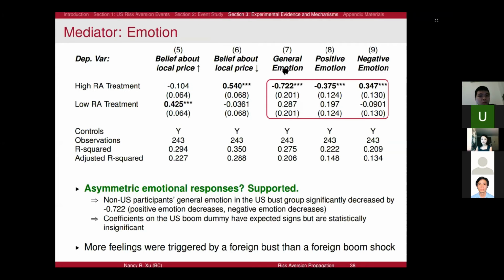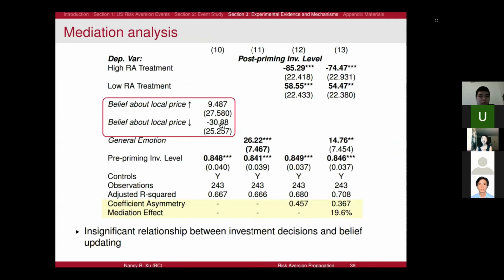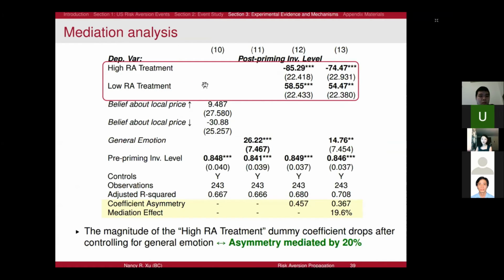Now, what's more relevant is that general emotion changed only during the high risk aversion treatment. Because of this asymmetric change in emotion, emotion becomes a significant mediator for this treatment. Column 12 is the original regression we saw a couple of slides earlier without any mediator. The asymmetry was around 0.5, meaning the difference between these two divided by 58. If I add this mediator, the asymmetry becomes 0.36, so it drops by 20%. So if I add emotion, I'm able to successfully mediate this asymmetry by around 20%. That's economically sizable. It's not just 1 or 2%.